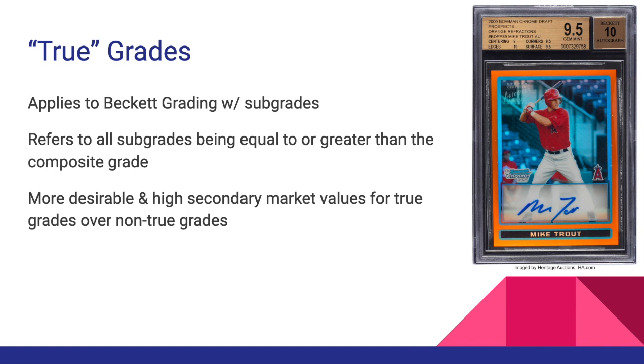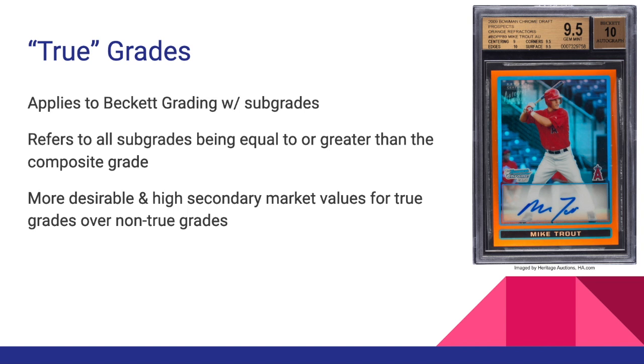However, it has a 9 on centering. So what this means is that the card is not considered a true gem. It's not all the subgrades. If it was a true gem, all the subgrades would be 9.5 or above. And these are definitely more sought after on the secondary market. Just as I mentioned earlier in the video, not all grades are created equal, so this is a better version of a gem mint card.